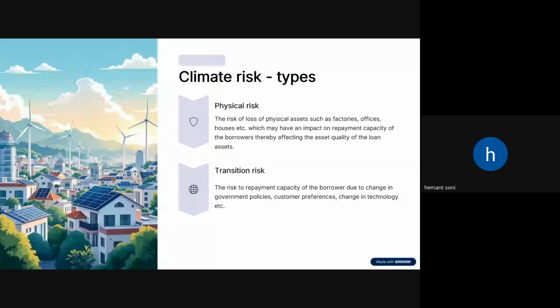Now, basically, if you relate these two types of risks, the physical risk and the transition risk, transition risk is the physical risk of tomorrow, or maybe after a decade, or maybe after 20 years. For example, I can give you an example of a port called, say, Nhava Sheva port.